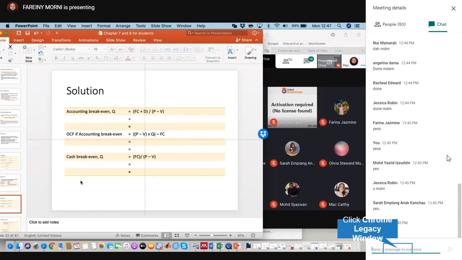Alright, so you're required to calculate the accounting break-even, OCF, and then cash break-even, and then there is more. So for this one, OCF if NPV is zero, so your calculation is on the left side. Alright. So try calculating first.